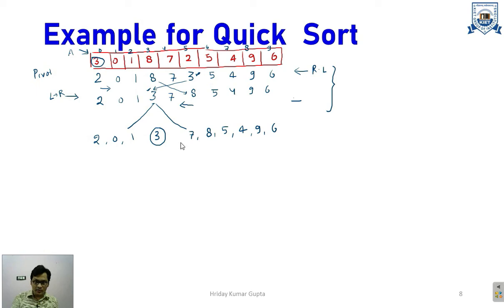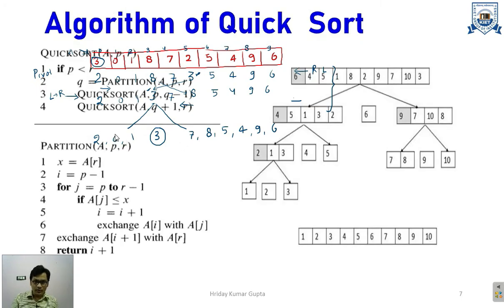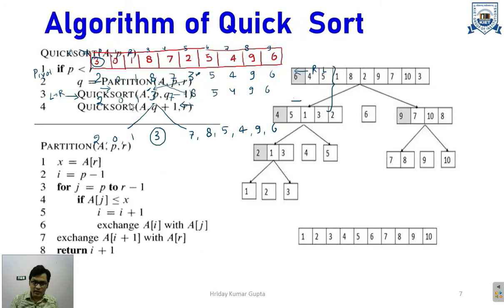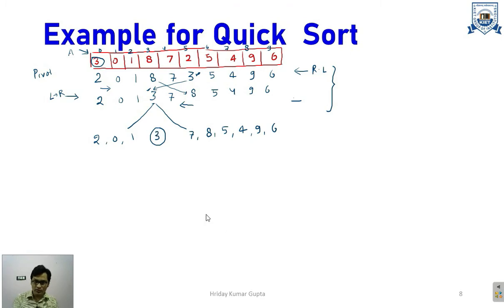Now come to the previous slide. Now come to this one. We have found the position of this pivot element, with the left side and right side. This is the partition algorithm. We have applied the partition algorithm. We have found the proper value of Q. See, this is the value of Q, and this is ARR.